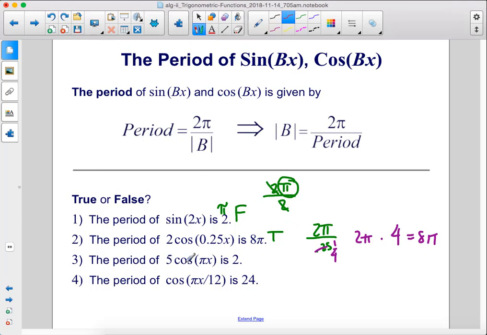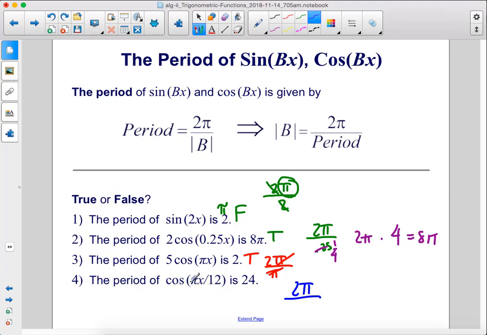The period of 5 cosine pi x is 2. All right, so we have 2 pi over b, 2 pi divided by b, which is pi. The pi's cancel. We are left with 2. This is true. The period of cosine pi x over 12 is 24. So we have 2 pi over b, 2 pi divided by b, which is pi over 12.